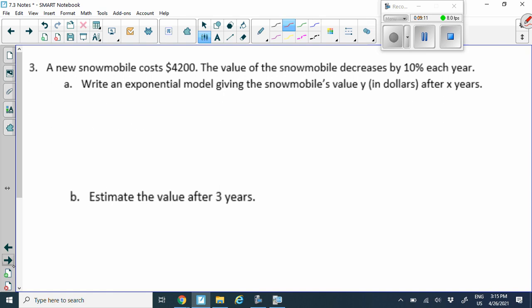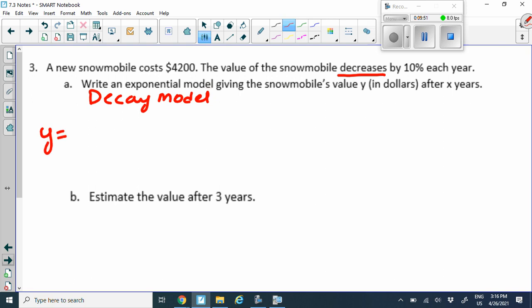Okay, let's see here. So we have a new snowmobile that costs $42,000. The value of the snowmobile decreases by 10% each year. So first you need to write an exponential model giving the snowmobile's value y after X years. So here we have to decide, once again, is this a growth or decay model? Well, in this case, the value of the snowmobile was decreasing. So that means we are going to have a decay model. So with the decay model, we're going to do 1 minus r. Now with our model, we are still going to use y and x, so that's the nice part.